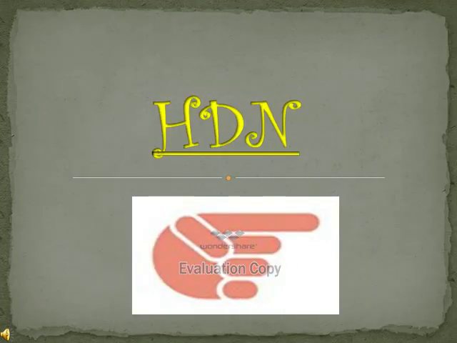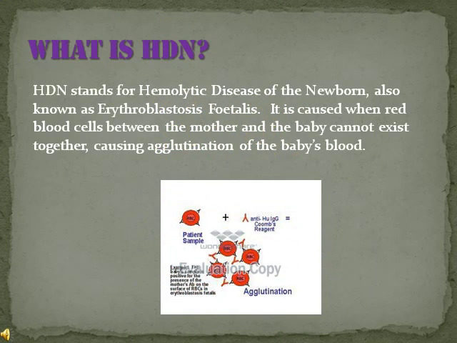Let's talk HDN. What is HDN? HDN stands for Hemolytic disease of the newborn, which is otherwise known as erythroblastosis fetalis. It is caused when red blood cells between the mother and its baby cannot exist together, causing agglutination of the baby's blood. How does HDN occur? HDN is caused due to the incompatibility of ABO blood types or Rh.